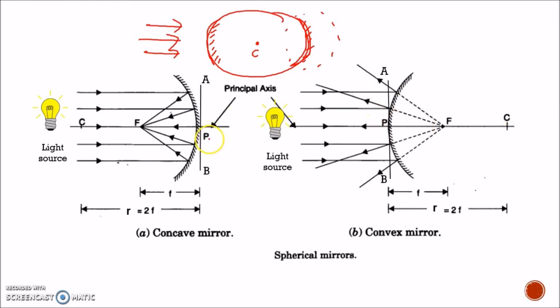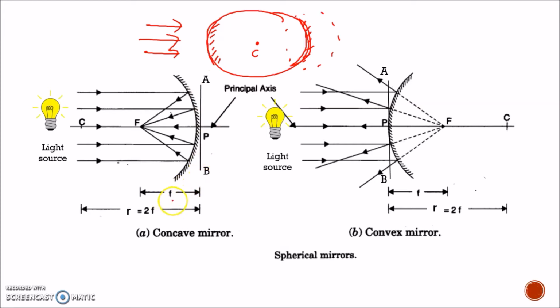P is the pole or vertex, titik tengah di antara cermin. Okay, kalau ini hujung cermin sampai hujung cermin, P dekat tengah-tengah, and point P, point F and point C are situated on the same axis known as the principal axis. This line AB is the aperture line, measured from the end to the end of the mirror.